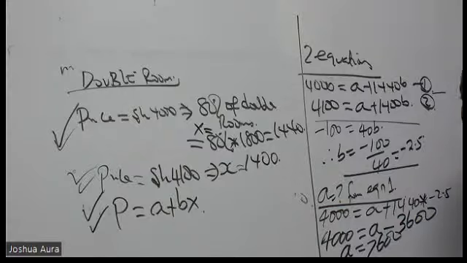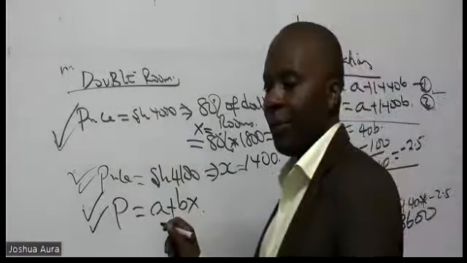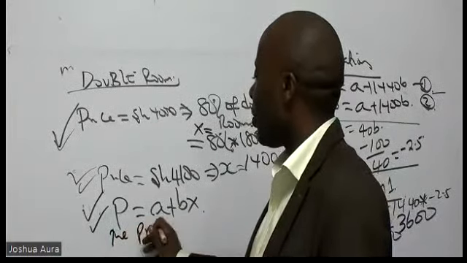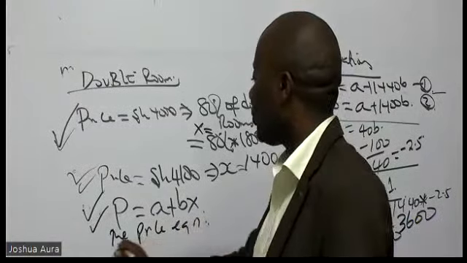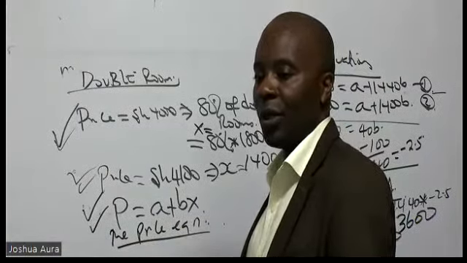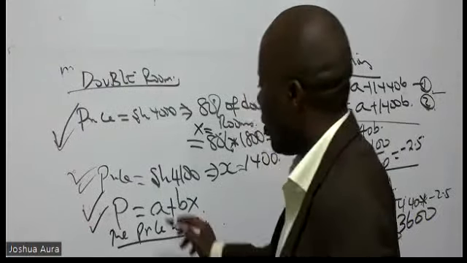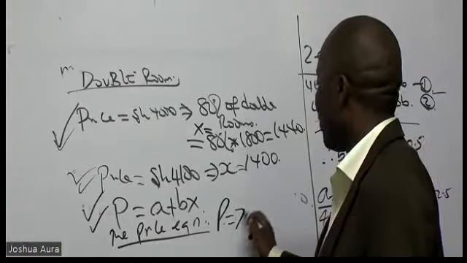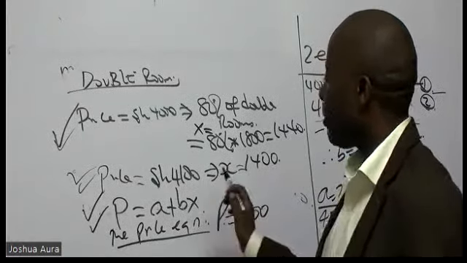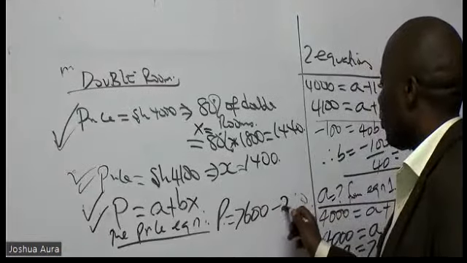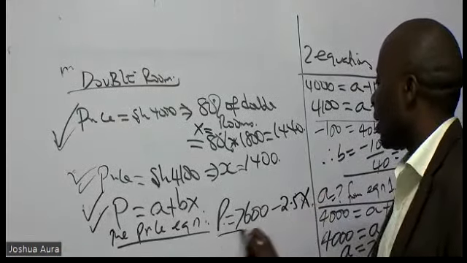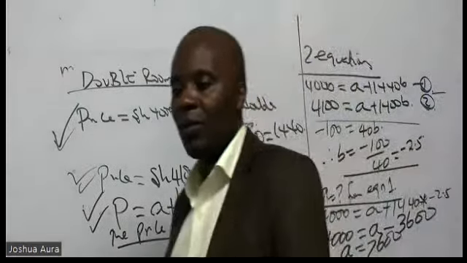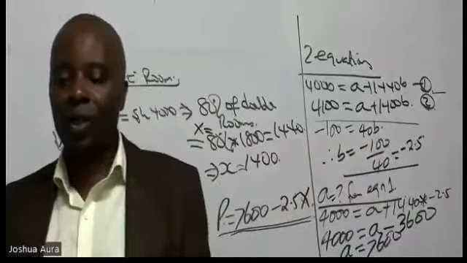So now I can comfortably write the price equation. We already have A and we have B. So price equals A, which you have given me as 7,600, plus B. B itself is negative, so negative 2.5 X, like that. That is the price function.